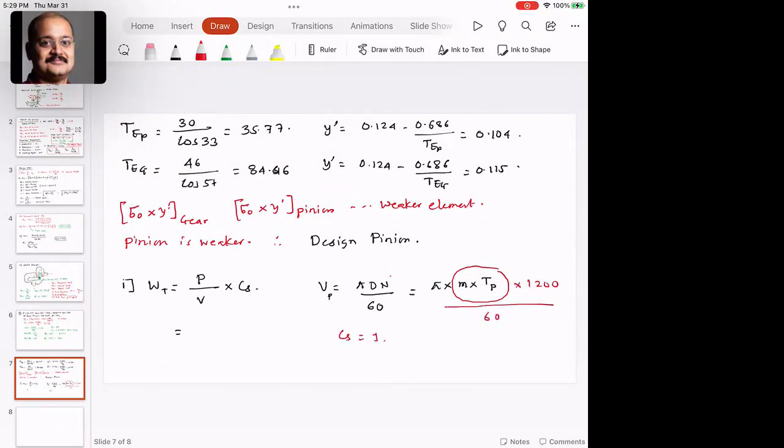CS is equal to 1. Power is 35, 10 to the power 3 multiplied by 1. So whatever answer you get, can someone tell me the value of VP? It will be in terms of module. So module is going to be floating around. So there will be module here and a number. So please work out that and tell me what that number is.